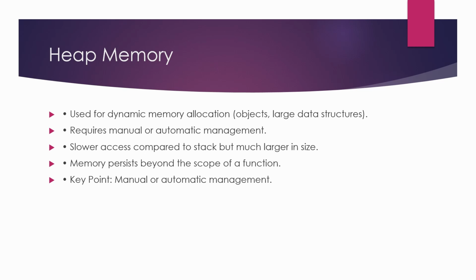Next, we have heap memory. Heap memory is used for dynamic memory allocation, which allows you to allocate memory for objects and large data structures during runtime. This memory is slower to access compared to stack memory, but it has a much larger size. Memory allocation on the heap persists even after a function call returns, unlike stack memory.